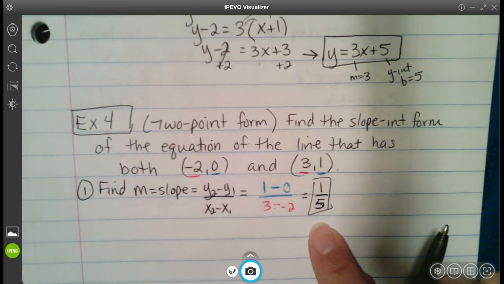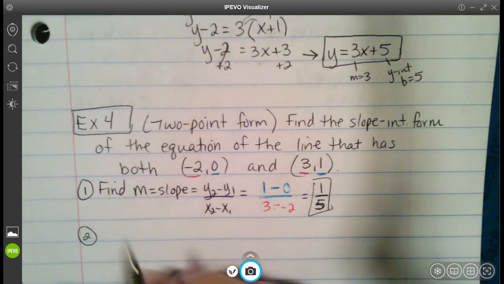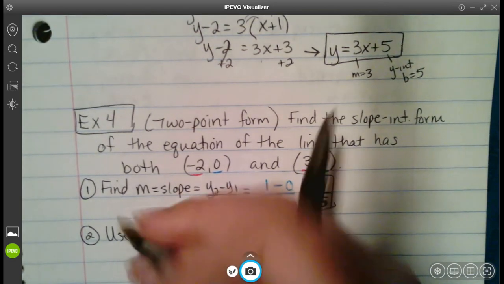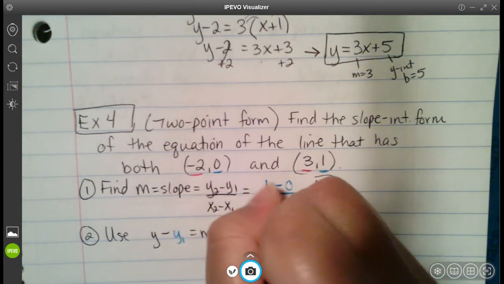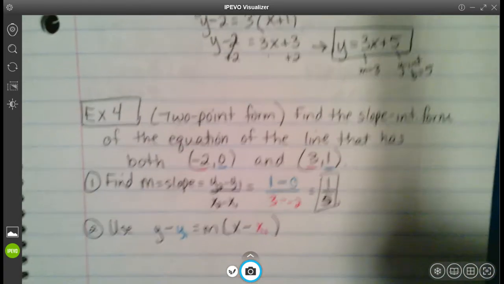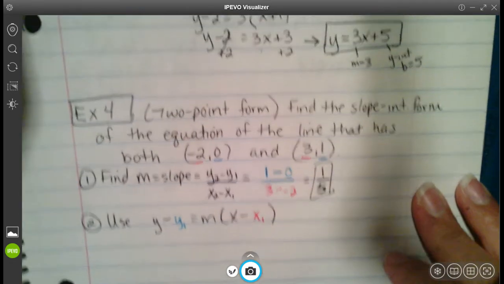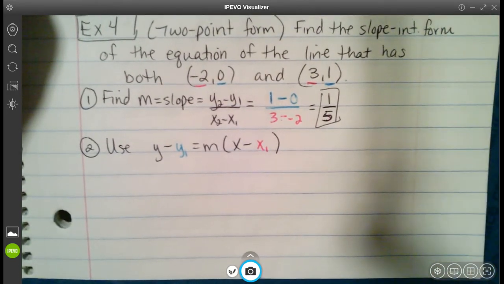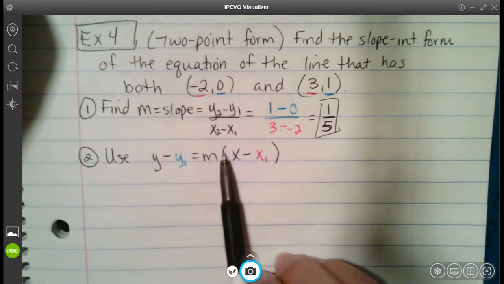And I'm glad it's a fraction because now I can show you an example with a fraction. Step number 2 is to use our point slope. So now we're going to use our y minus y1 equals m times x minus x1 formula, because I have everything that I need. Now, some people get a little worried because they're like, well, I have 2 points, I only need 1. Here's the beauty about this one. You can choose whichever point you want to use.